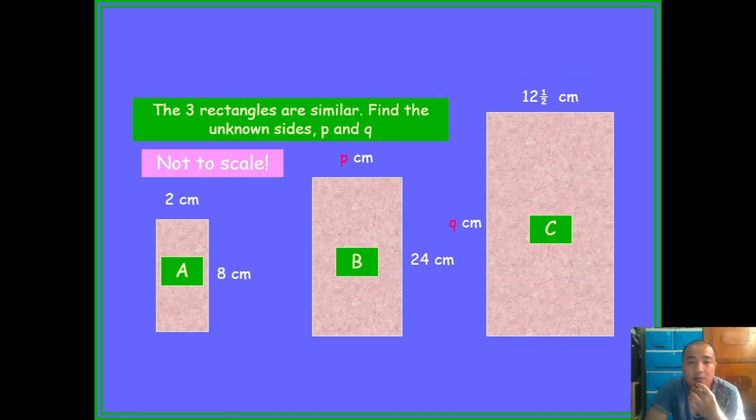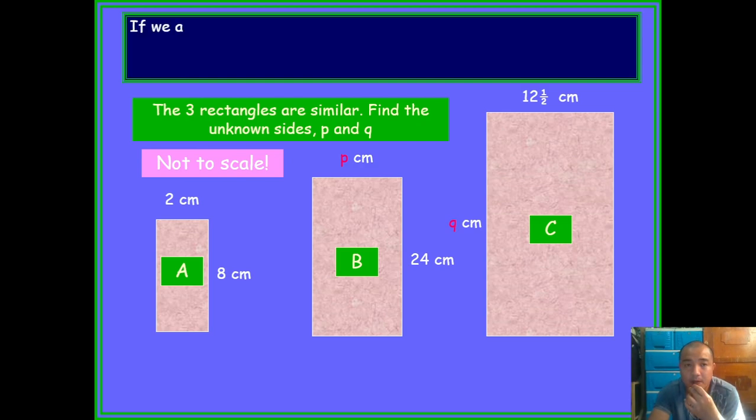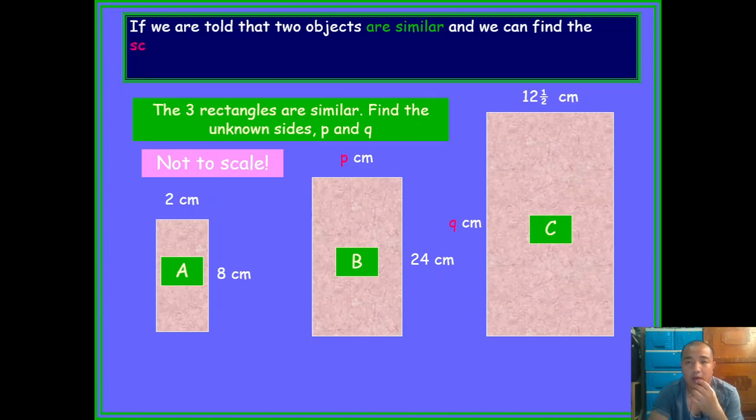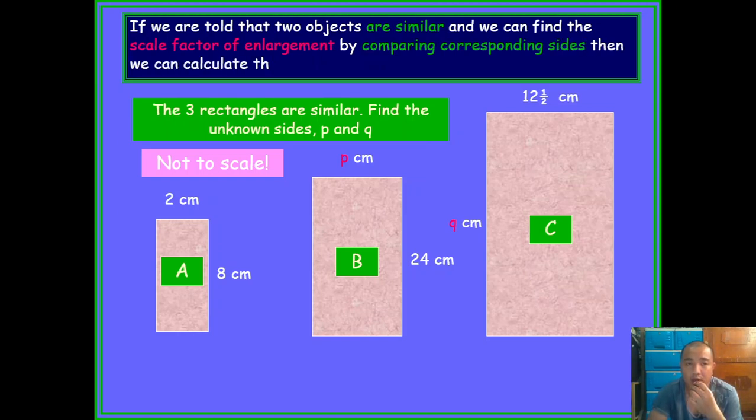The three rectangles are similar. Find the unknown sides, P and Q. Note, not to scale. What is the length of P? What is the length of Q? To solve for P and Q, we must form an equation which is a proportion, then cross multiply. If we are told that two objects are similar and we can find the scale factor of enlargement by comparing corresponding sides, then we can calculate the value of an unknown side.